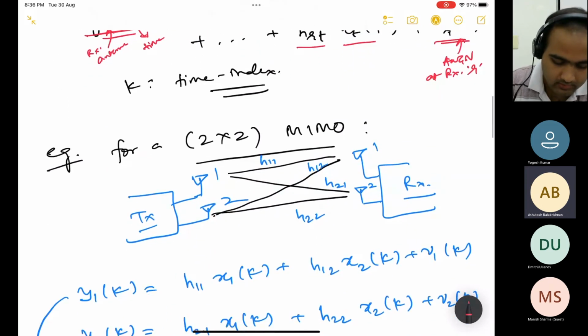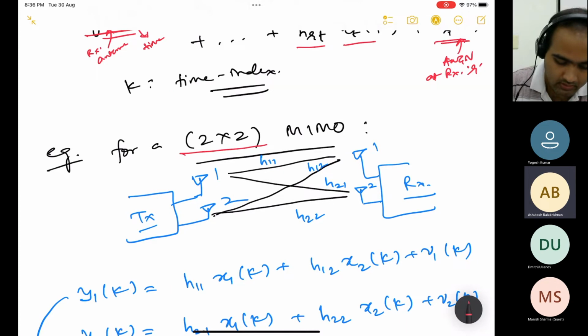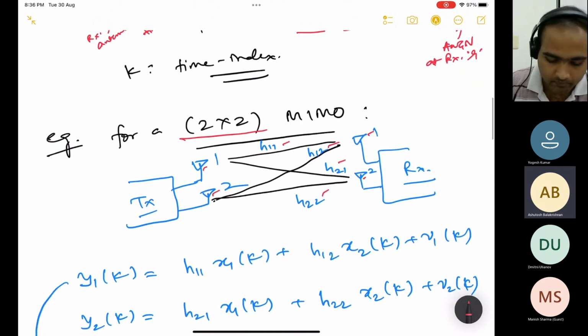Let us take a simplified case, for instance, a 2x2 MIMO setup. A 2x2 MIMO setup means we have two transmit antennas and two receive antennas. The corresponding channel coefficients can be denoted as H11, which is between receiver 1 and transmitter 1, H12 between receiver 1 and transmitter 2, H21 between receiver 2 and transmitter 1, and H22 between receiver 2 and transmitter 2.